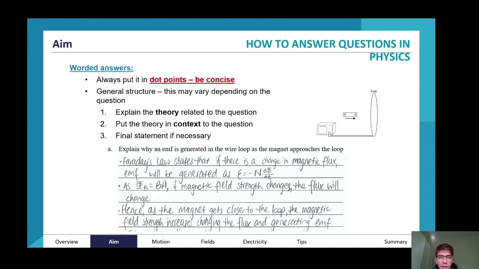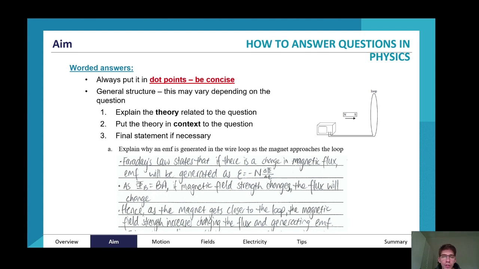Now, that is in regards to mathematical questions. But some questions might be a bit more on the theory end. They might be a bit more theoretical. And how do we deal with those? In order to answer theory questions, you do really need to tackle three main points. You need to explain the theory related to the question, you need to put the theory in context, and you need to make a final statement.